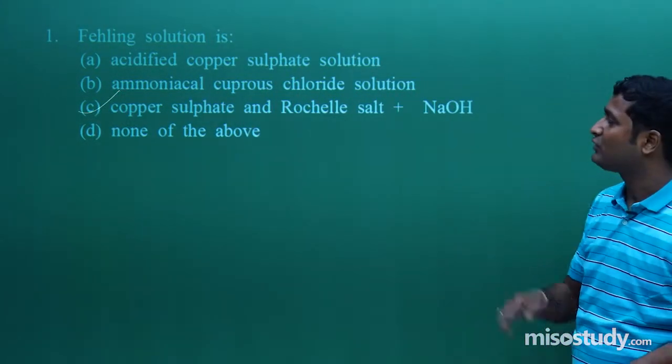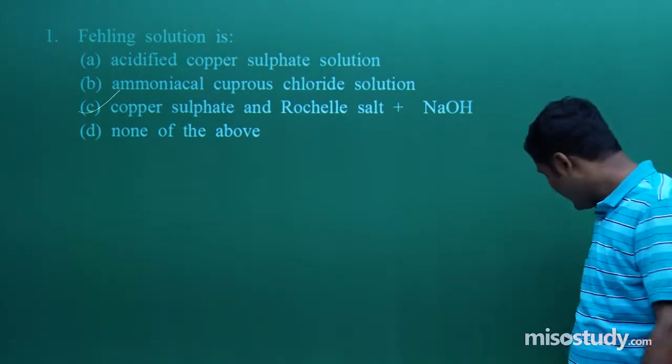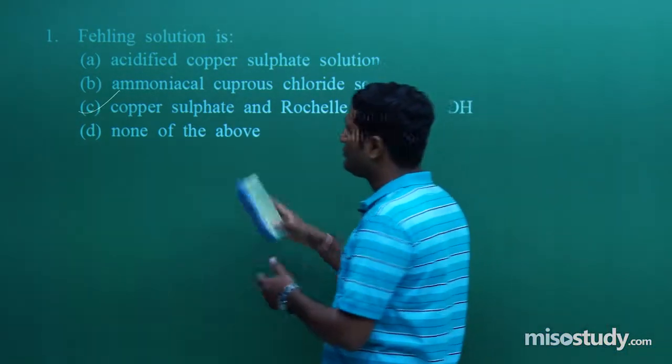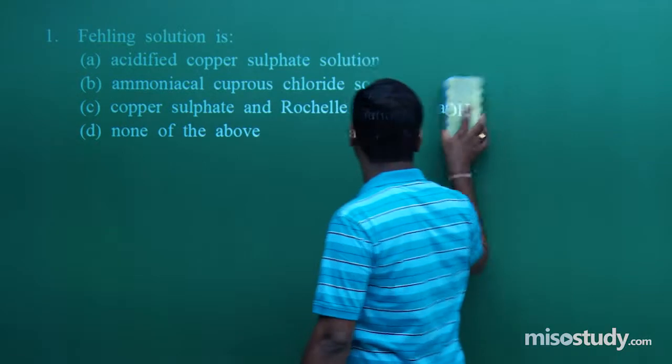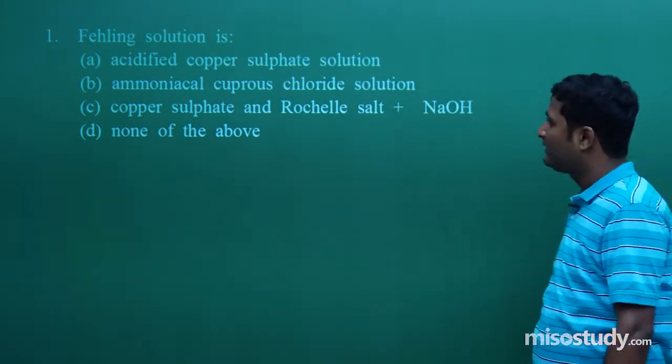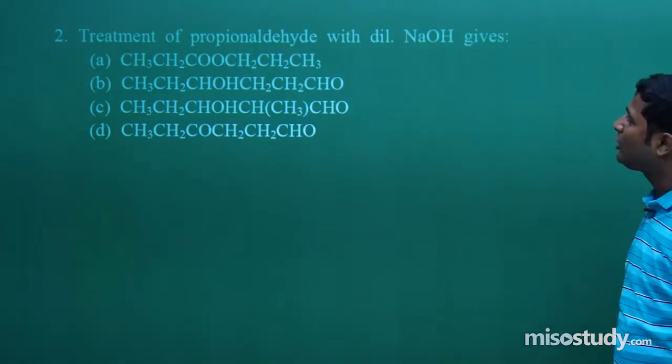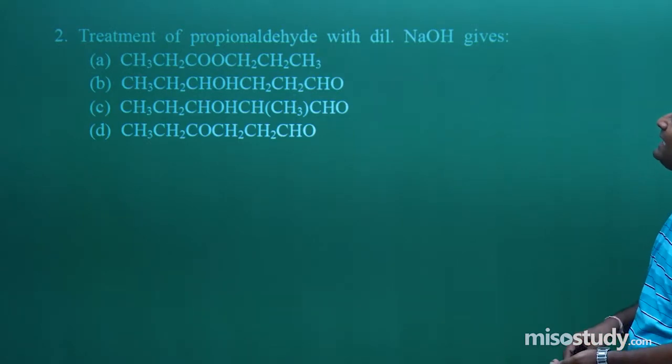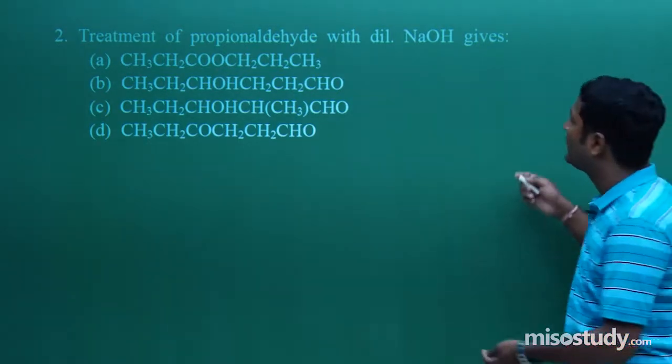Clear what I am telling? For question number 1, C is the correct option. Now friend, I am going to rub this part and we will discuss the next one. Wait for a moment. The next one is treatment of propanaldehyde with dilute NaOH. Look at what is given here.